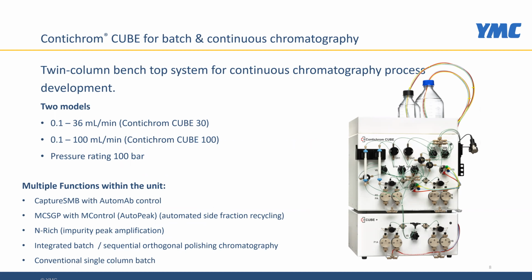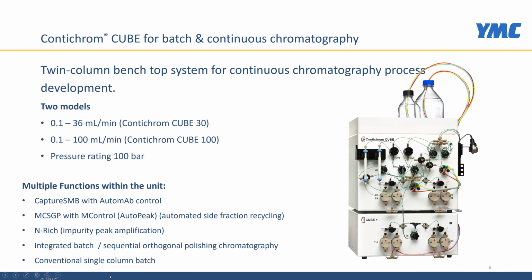It has these functions of capture SMB, MCSGP, and the respective UV-based process control. Also, other processes can be run, such as enrich for impurity peak amplification and integrated batch chromatography, and also conventional single-column batch chromatography. I didn't mention these processes before because capture SMB and MCSGP are really the main applications in continuous chromatography. The system can use up to 18 buffers.